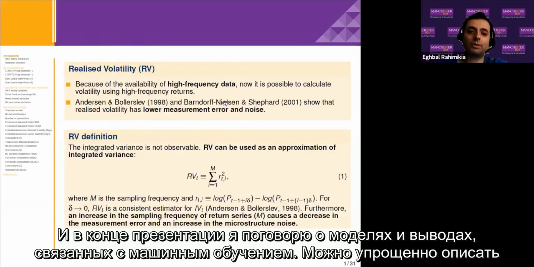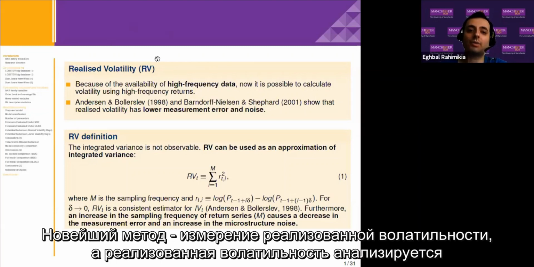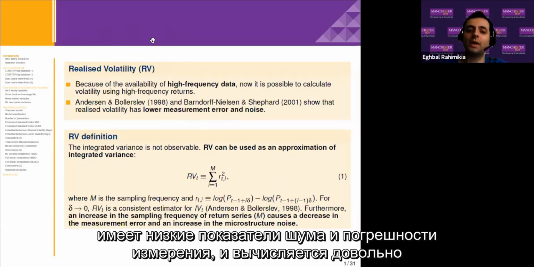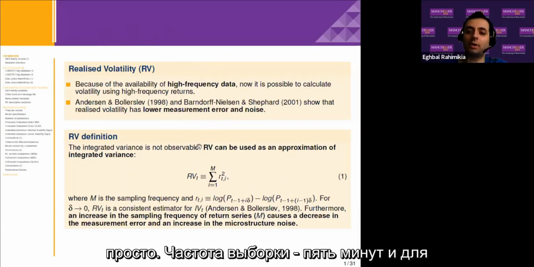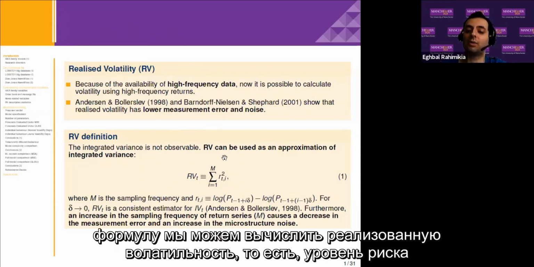As a simple description, volatility is a measure for risk, and there are different types of volatility now. The latest one is realized volatility, which comes from high frequency data. Research in finance shows that this kind of volatility has lower measurement error and noise, and the calculation is quite simple. There is a sampling frequency, like every 5 minutes, and for every 5 minutes in high frequency data, we calculate the return, and using this formula, we can calculate the realized volatility.